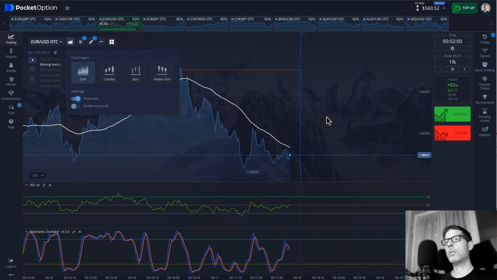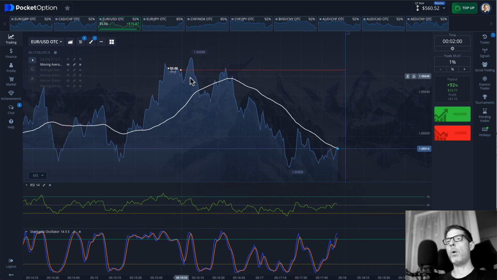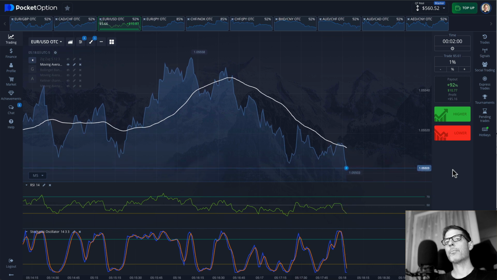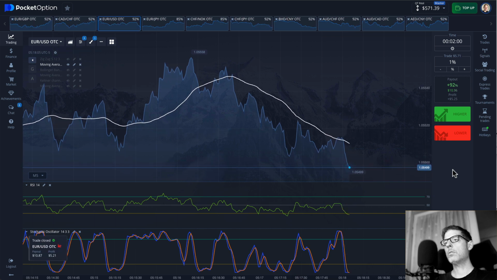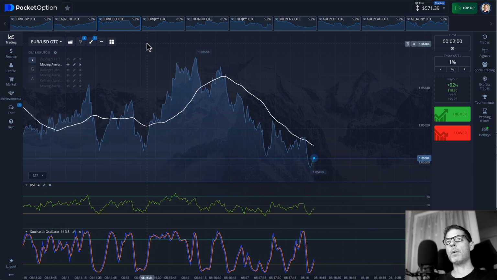Let's go back to the line tool, and yeah, we're way far away from our entry, and we've got about 3 seconds to close this out. So there it is. There's a few trades for you. Lots and lots of fun.